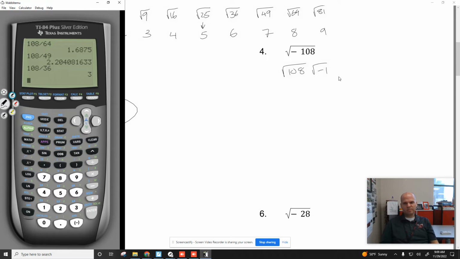36 works. So root 108 is root 36 times root 3. 36 times 3 is 108. So root 36 times root 3 is root 108. The square root of 36 is just the number 6. Root 3 stays. The square root of negative 1 is i. And this is our simplest form.